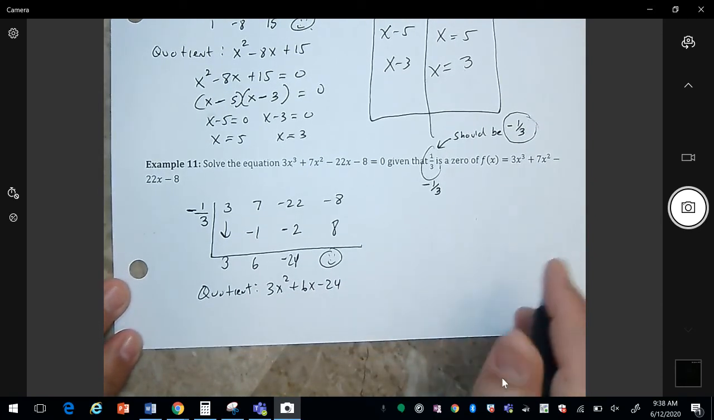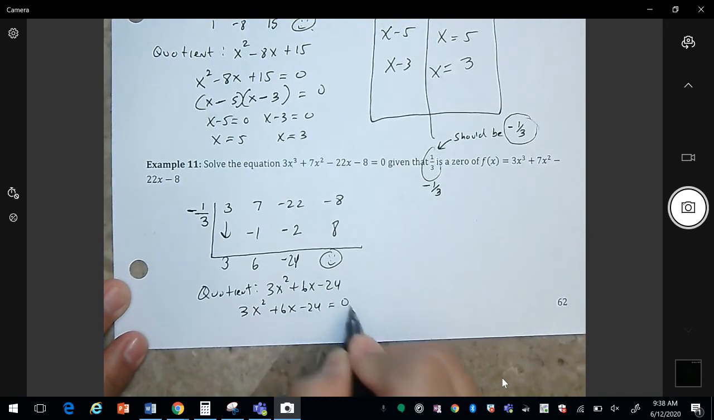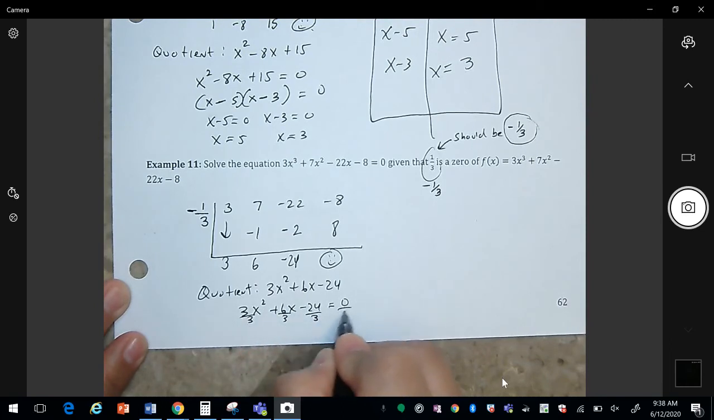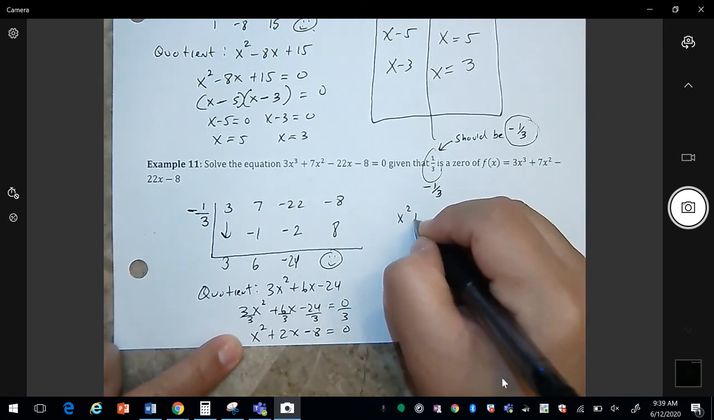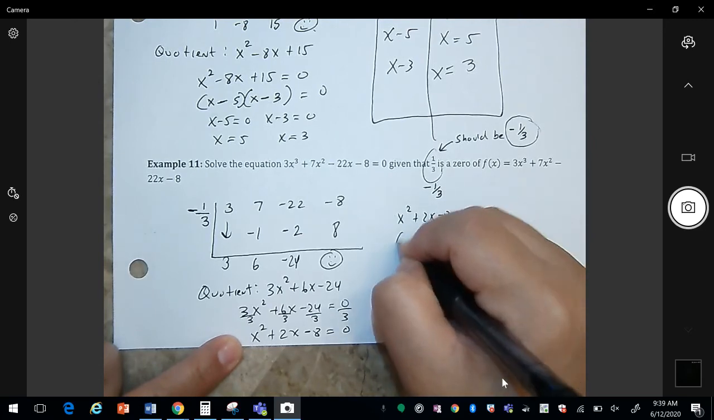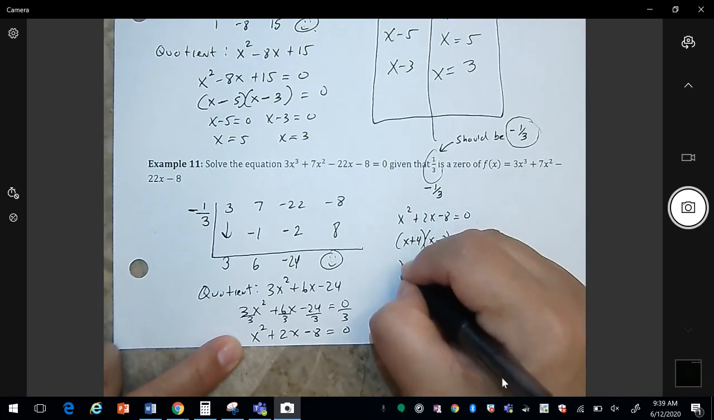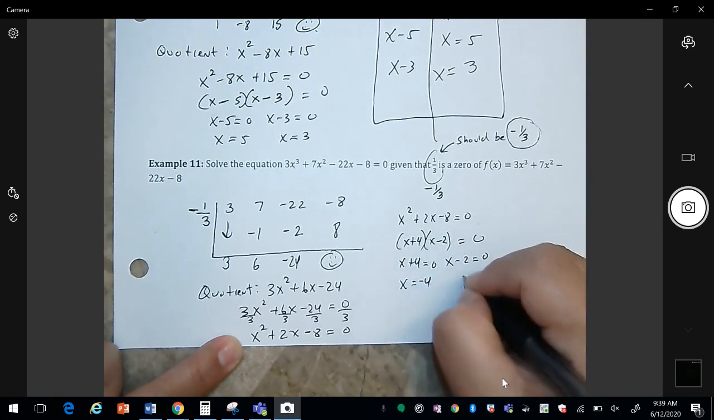And we want to set that equal to 0. I'm going to divide by 3 for each term. So I get x squared plus 2x minus 8 is equal to 0. So let's see if this factors. So I'm going to write it up here. So I get x times x. 8 is 4 and 2, positive and negative. So x plus 4 equals 0. x minus 2 is equal to 0, for x.